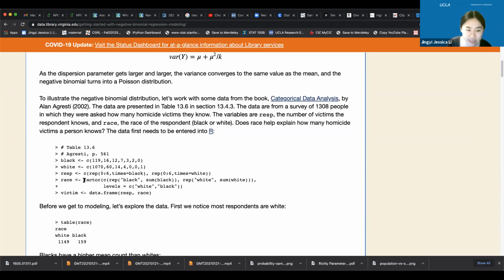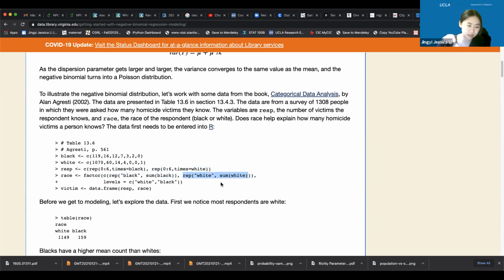Then the predictor: here you are encoding the 1,308 people by their race, either Black or white. That's the data structure you will have, and then you run the regression. As an analogy, this is exactly what they did: they are expanding the 0 to 2 by the numbers of people who observed such number of victims, and expanding this as well. You can consider this as the samples under treatment, these as the samples under control, and this is the indicator for treatment, this is for control. Then you run the regression.